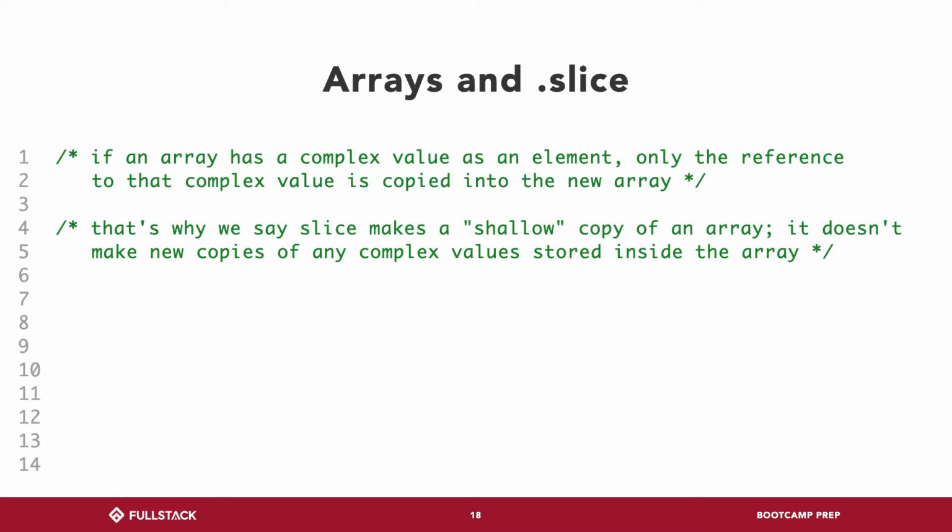If an array has a complex value as an element, only the reference to that complex value is copied into the new array. That's why we say slice makes a shallow copy of an array, and it doesn't make new copies of any complex values stored inside the array. This is true if that array had more arrays in it, whatever. All of those things would be the same. They would have the same reference value, okay?